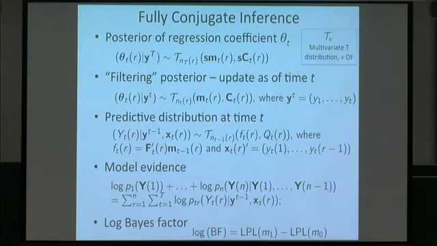The filtering posterior is also a multivariate t, as is the predictive distribution at time t. And crucially, the model evidence, the log predictive likelihood that we use to compare different models and get Bayes factors, is also closed form, and it sums over time and over nodes. So this is a really computationally efficient and advantageous thing. It's a nice Bayesian model, but no sampling required.